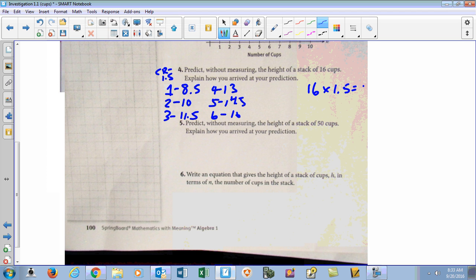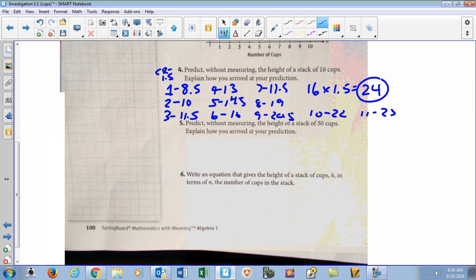Is that 24? Okay, so all right, so let's think about this method for a minute. I'm going to kind of stretch this out a little bit. So do we get to 24? Let's see. We go 17.5, and then 19, and then 20.5, and then 22, and then 23.5. So at 12 cups, technically we're 25 centimeters high. How many people did the same thing for 50? Took your constant rate of change and multiplied by 50. Okay.